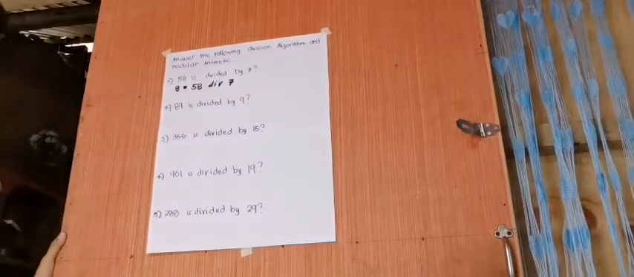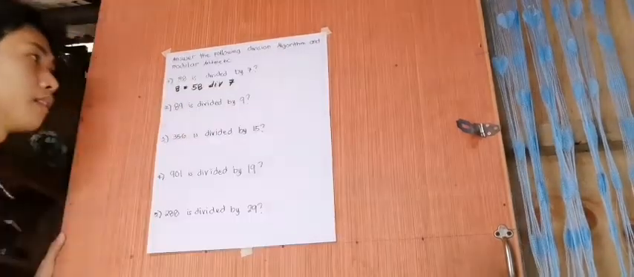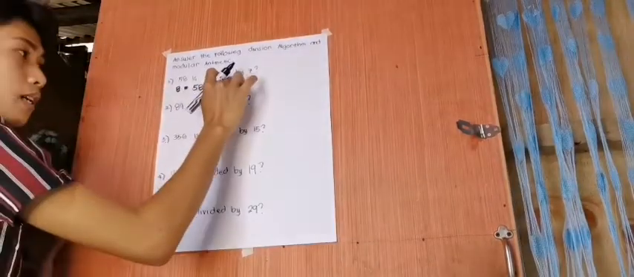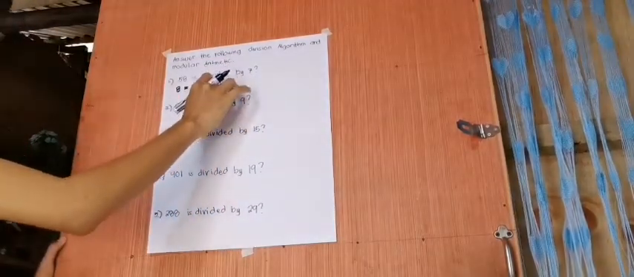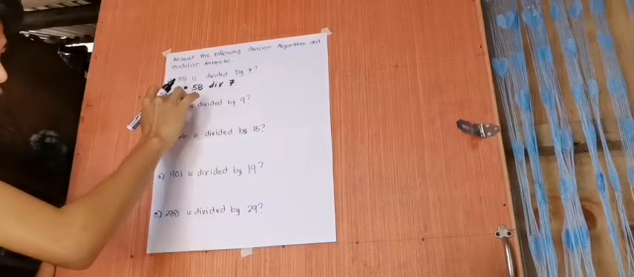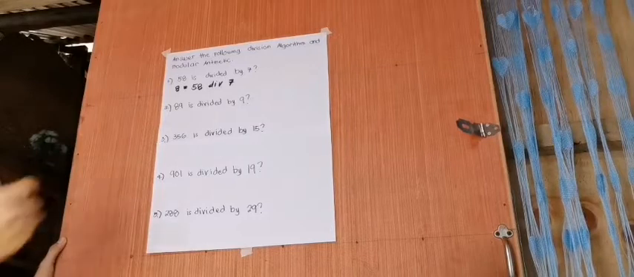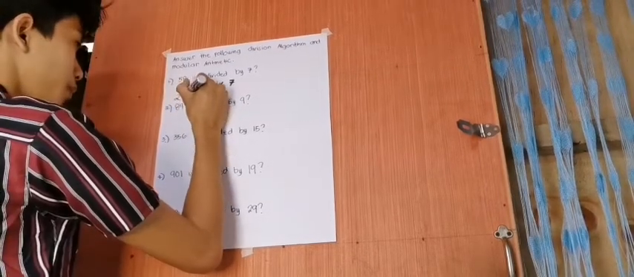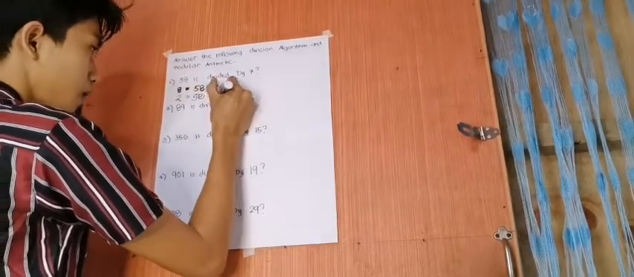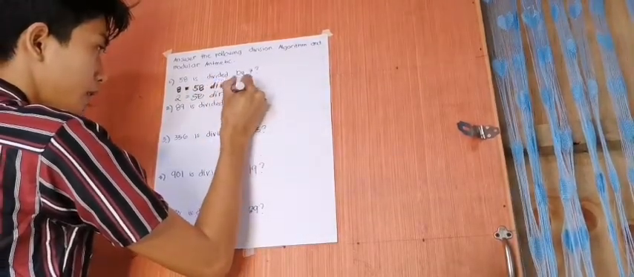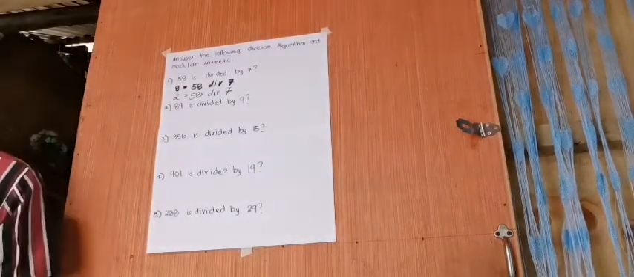Next is our remainder. 8 times 7, the answer is 56. So 58 minus 56, the remainder is 2. We have the remainder 2. So 2 equals 58 mod 7. That is our answer for number 1.